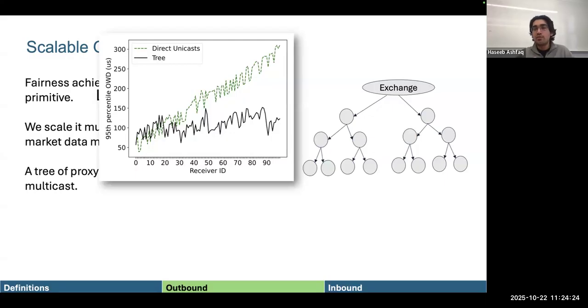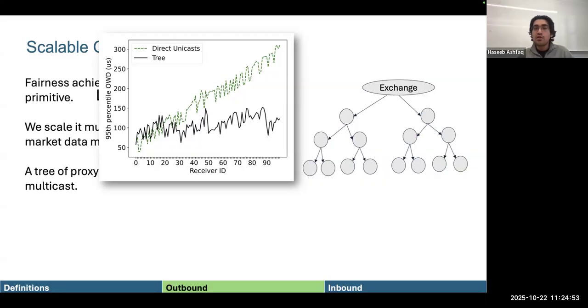Now, the benefit of this is shown in this graph. So direct unicast would be the exchange sending the message to all the receivers one after the other. And the tree is using this proxy mechanism. The x-axis on this graph shows all the receivers, the receiver IDs, and the y-axis is the one-way delay from the exchange to the receivers. In the direct unicast, the latency of the later receivers is higher than the earlier receivers, while in the tree the latency is much more balanced.